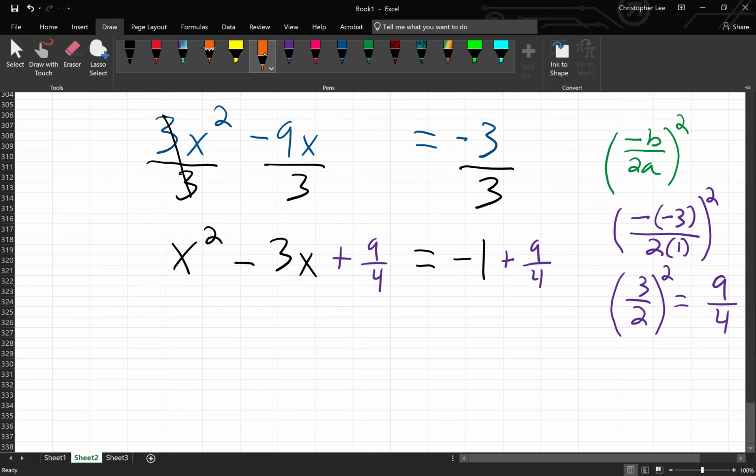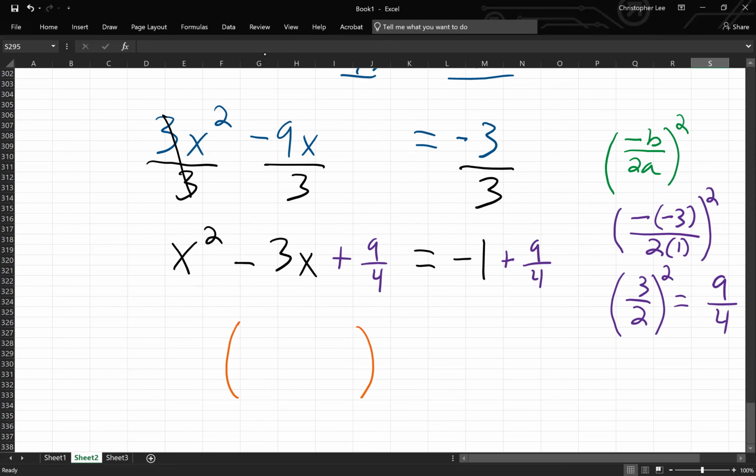So now, let's get this, right? What am I going to write in parentheses on the left-hand side? The first letter is X, so keep that simple. What's the sign going to be? Negative. Good. How'd you know that? Because the B term was negative, right? Good. What's the number that I'm going to put here? 3/2, right? Because that's the number that I squared here. Equals, and then I have -1 plus 9/4.